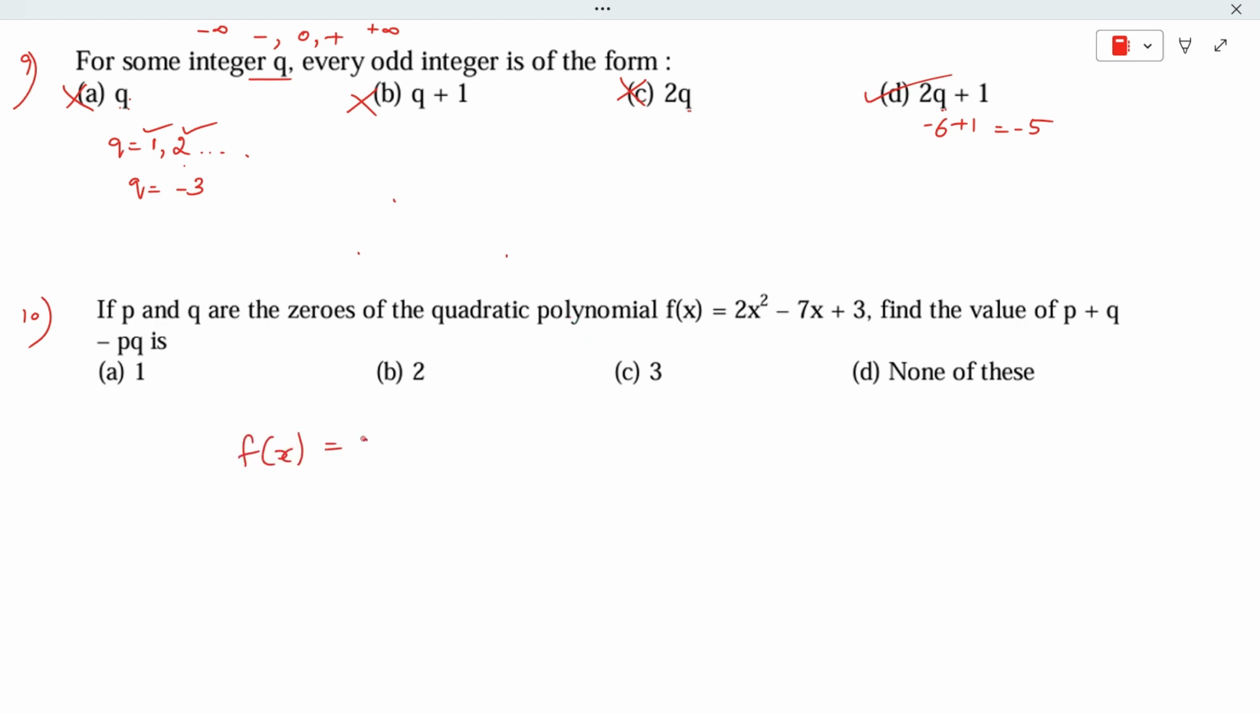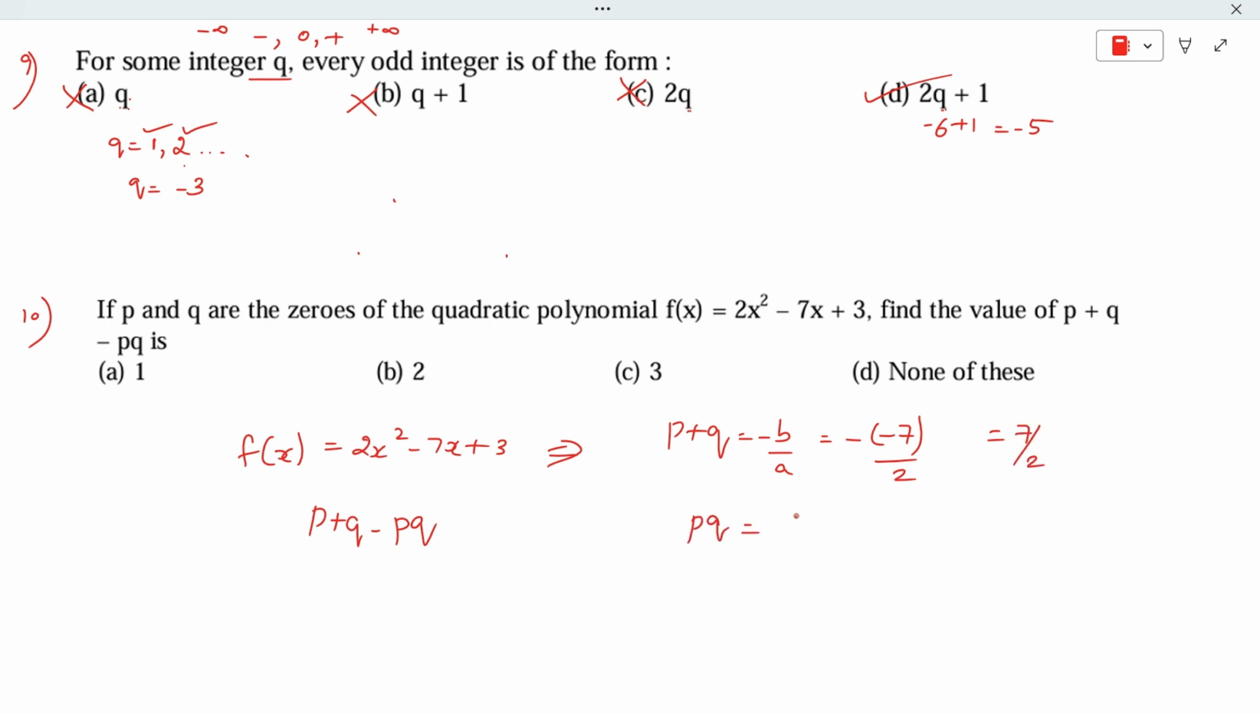10th question. If p and q are zeros of a quadratic polynomial, the polynomial is given as f of x equal to 2x square minus 7x plus 3, find the value of p plus q minus pq. Now p plus q is the sum of the roots and pq is the product of the roots. So from here, I know the sum of the roots is going to be minus b by a, which is minus of minus 7 by 2, which is positive 7 by 2. And what is pq?